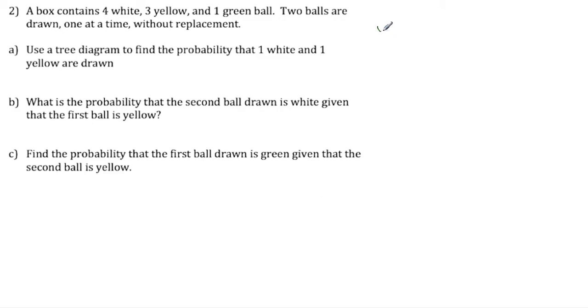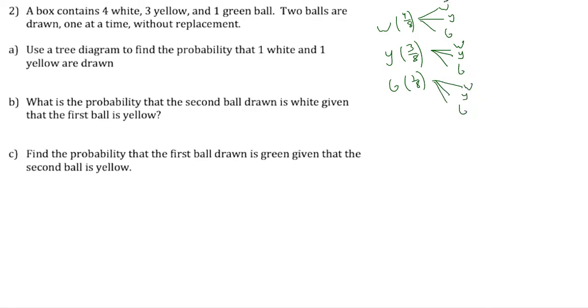And so if I have white, yellow, and green, with 8 total, the probability of white is 4 out of 8, and the probability of yellow is 3 out of 8, and green is 1 out of 8. From these, I can again pick white. I'll keep this in the same order. I can pick white, yellow, or green. White, yellow, or green. White, yellow, or green.